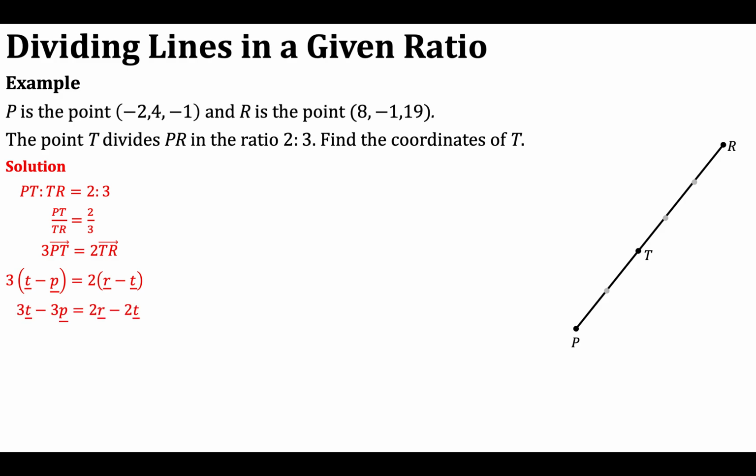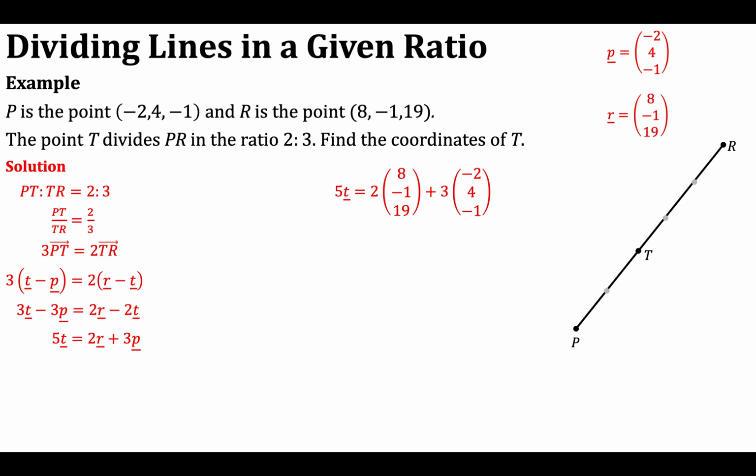Expanding my brackets gives me 3t minus 3p equals 2r minus 2t. And all the while here I want to remember that it's the coordinates of T I'm looking for. So really here I want T to be the subject of my formula. So I'm going to add my 2t to both sides and also add 3p to both sides. And that will enable me to get T to be the subject of the formula. Or rather 5t to be the subject of the formula. Now I need position vectors p and r so that I can substitute in here.